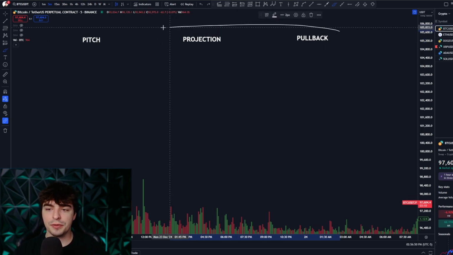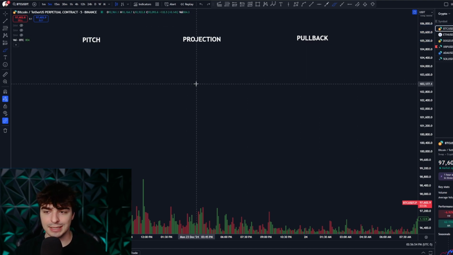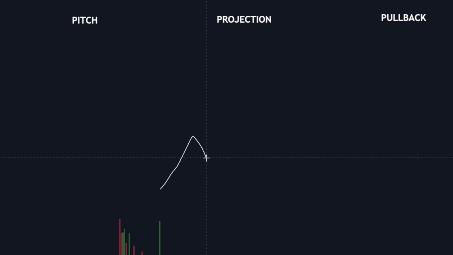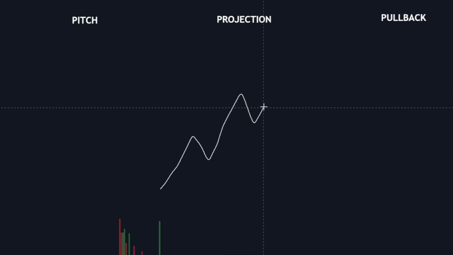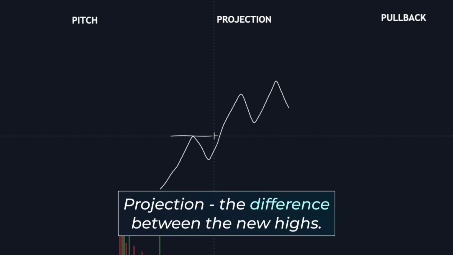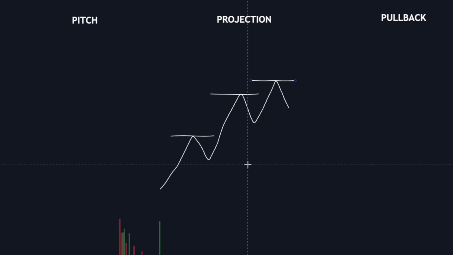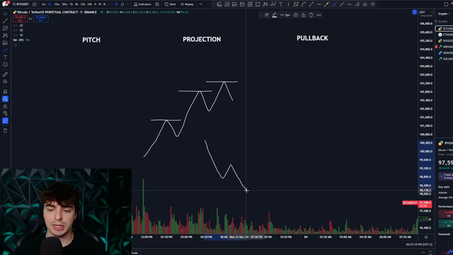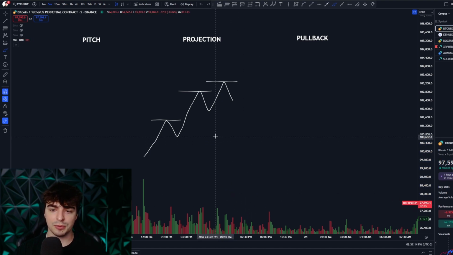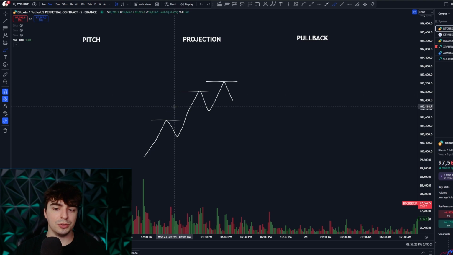And we're going to put all three of these together to get a complete picture once we take a look at the examples. So projection is going to be, in the case of an uptrend, the difference or the distance between the new highs. If you're in a downtrend, it's going to be the complete opposite. It's going to be the distance between the new lows. So let's just use the uptrend example just so we don't overcomplicate things. So if you're in an uptrend, you want to know how strong those new highs are being made.